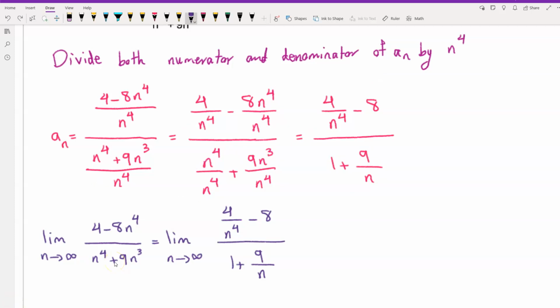Now finding the limit when n approaches infinity. So this is what was given: 4 minus 8 times n to the 4 divided by n to the 4 plus 9 times n cubed. What we did on this part, a sub n is equal to this part, so we use this one here to find the limit. This is equal to the limit of 4 over n to the 4th minus 8 divided by 1 plus 9 over n, when n approaches infinity.